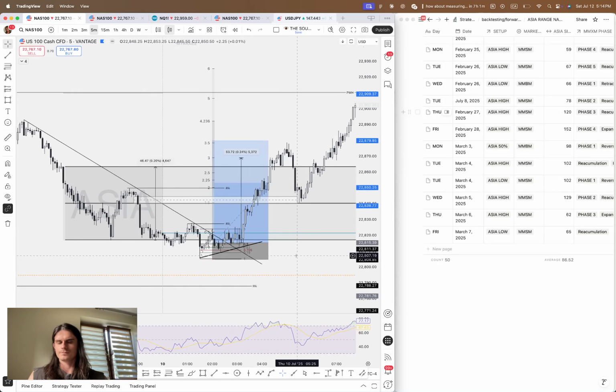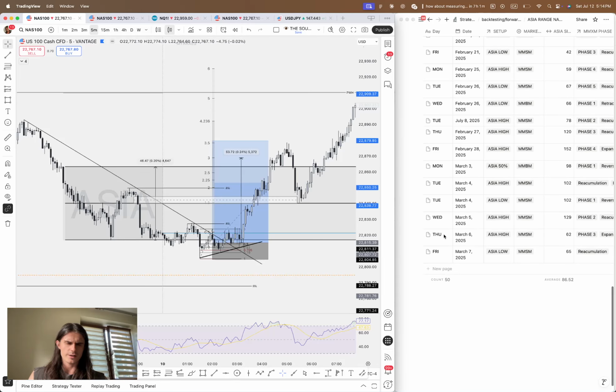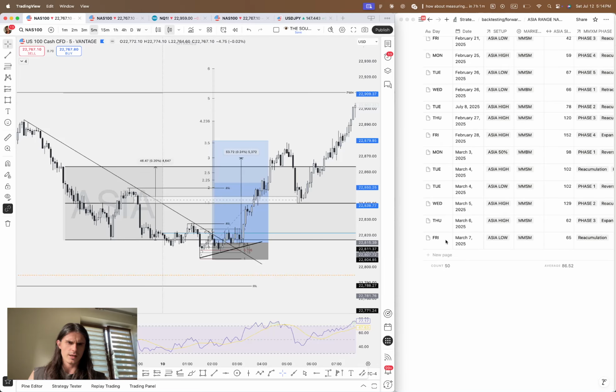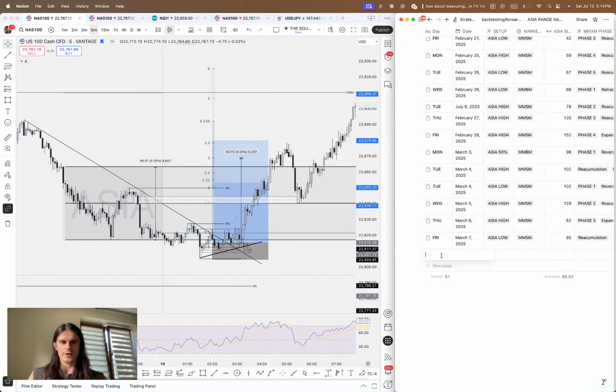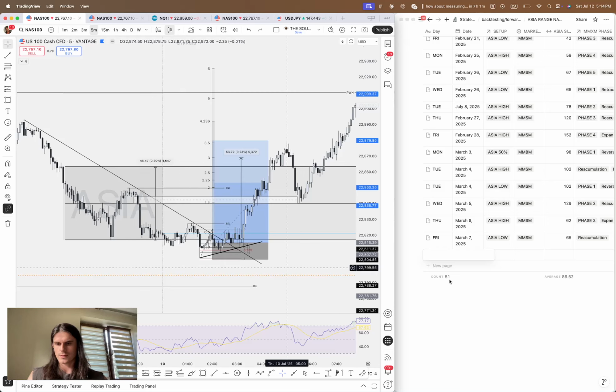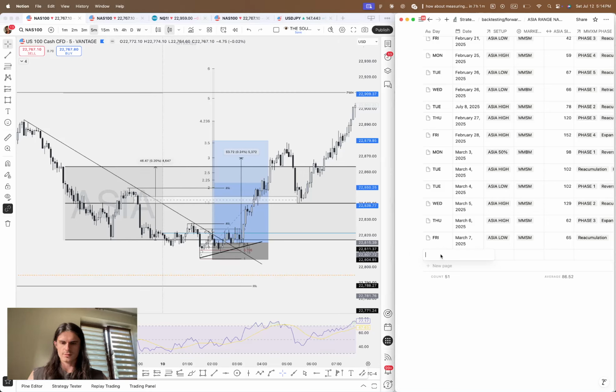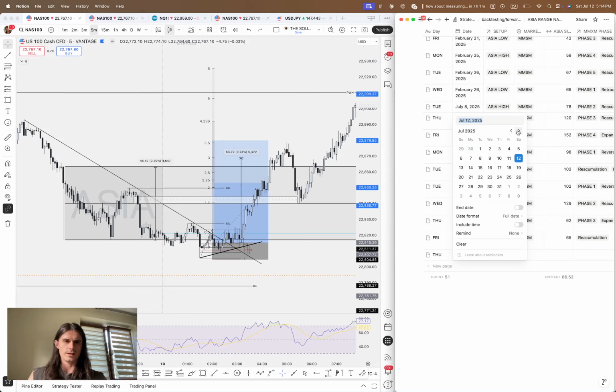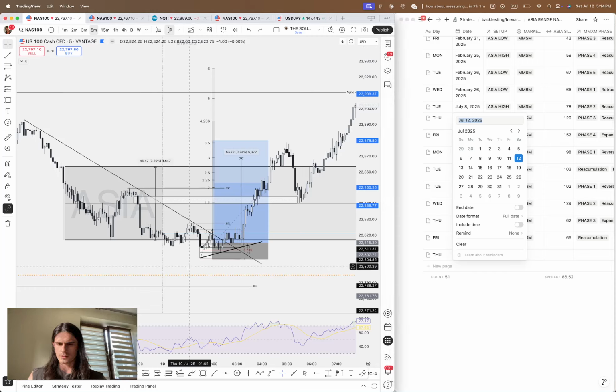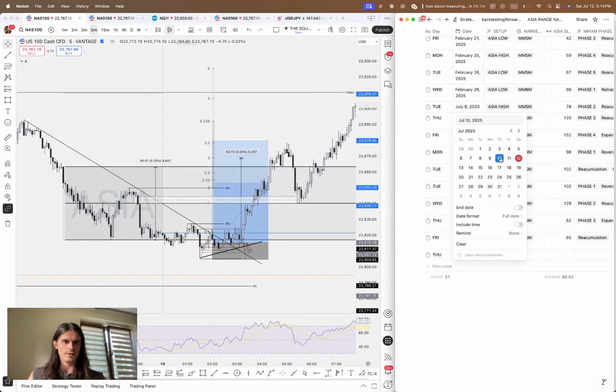I don't know if I actually added this data here. Well, okay, let's add this data right now. So this was Thursday the 10th. So it was Thursday. I didn't add this data yet. It was July, which day? 10th of July.